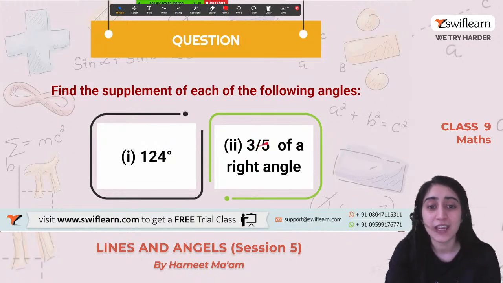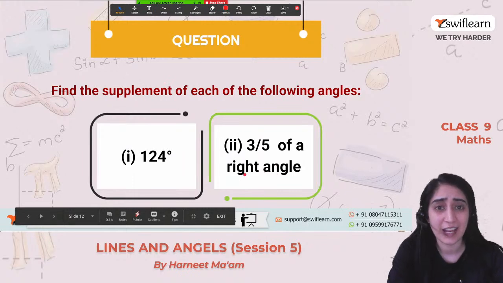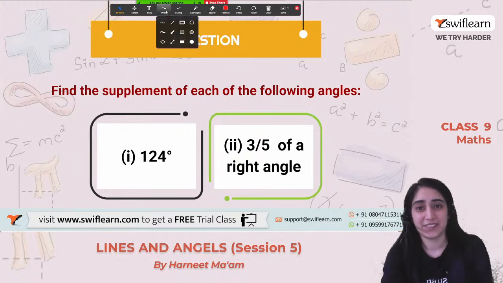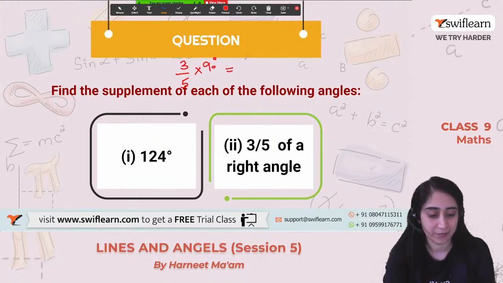It says 3/5 of a right angle. What is a right angle? An angle that is equal to 90 degrees, right? So what is 3/5 of 90 degrees? Quickly, let's see who is able to give me the answer first. 3/5 of 90 degrees comes out to be? On solving, what do you get?